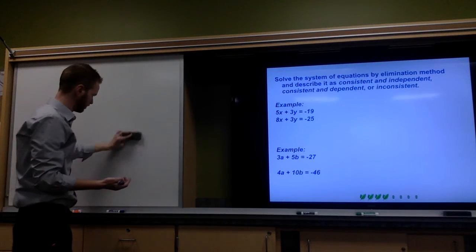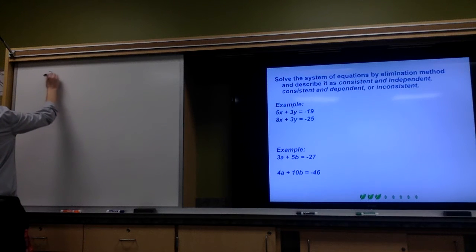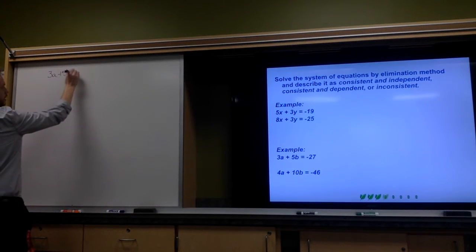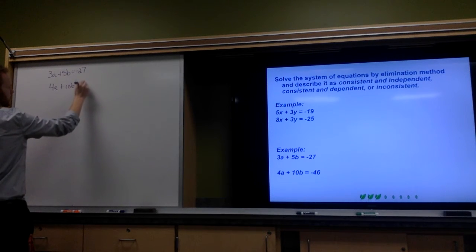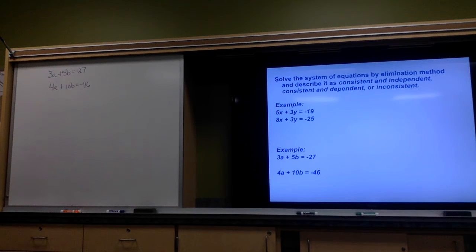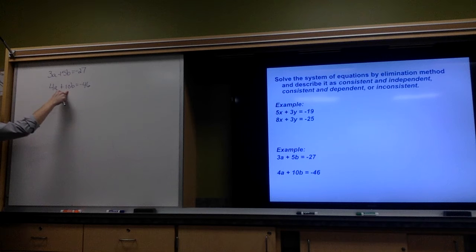Look at the next one. We have 3a plus 5b equals -27, and 4a plus 10b equals -46. Okay. Now, looking at these ones, I want to eliminate one of these. It doesn't matter which one you do. Here's what's speaking to me. If I multiply this by a -2, doesn't this become a -10? And if I add it to this guy, I get 0, right? That's what I'm going to do. I could have done something different, and we'll talk about that afterwards.